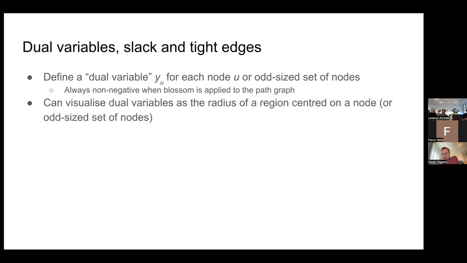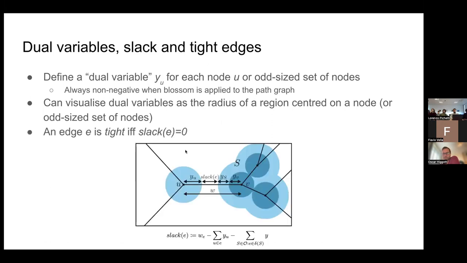So we can visualize these dual variables when the algorithm is applied to the path graph that I mentioned earlier on. This is essentially just a variable in the dual linear program. We can visualize the dual variables as a radius of some region centered on a node or odd size set of nodes. So again, considering Edmonds' blossom algorithm applied on some graph, we can visualize these dual variables as some radius of some sort of virtual region in the graph.